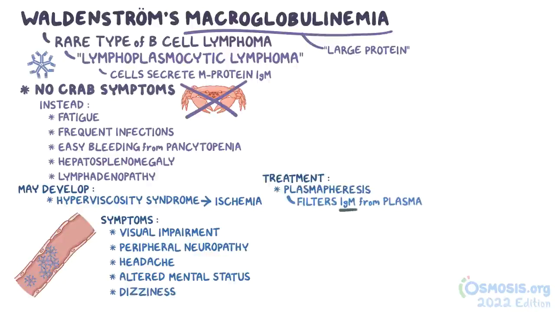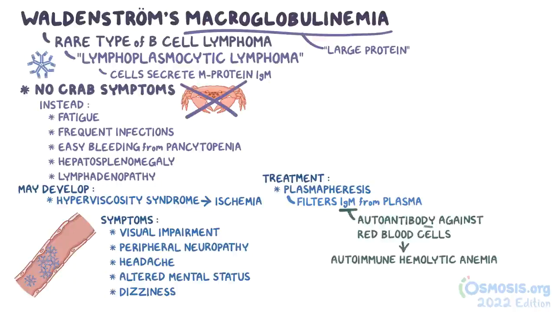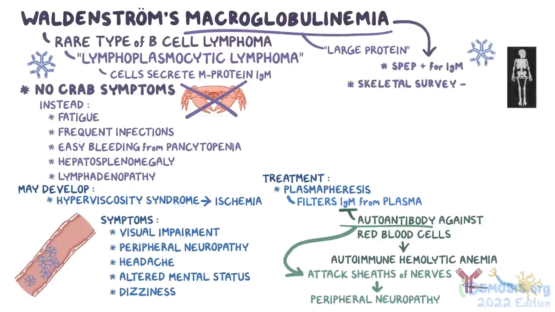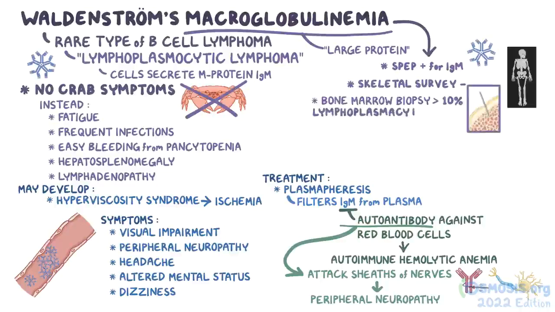IgMs can also inappropriately act as an autoantibody against red blood cells, causing autoimmune hemolytic anemia. The autoantibody can also attack the sheath of nerves, causing peripheral neuropathy. In Waldenstrom's macroglobulinemia, the SPEP will be positive for IgM, and similar to MGUS, the skeletal survey will often be negative. But unlike MGUS, bone marrow biopsy will show more than 10% lymphoplasmacytic cells.